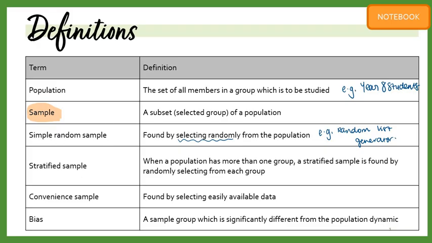So stratified sampling tends to be more representative of the population because you split it up into those smaller groups and then select randomly from there.